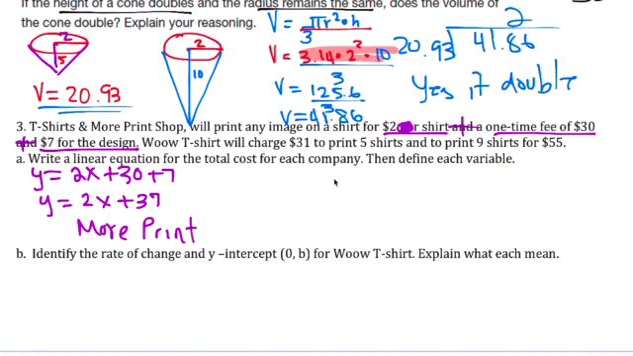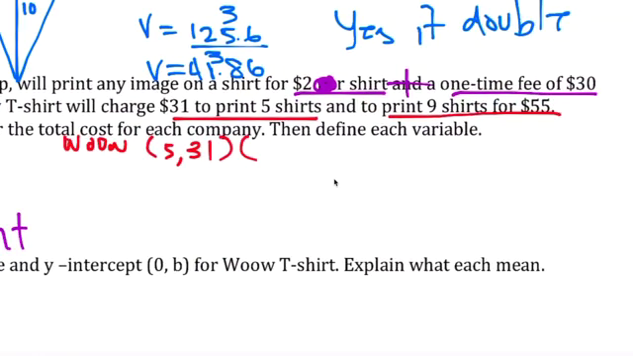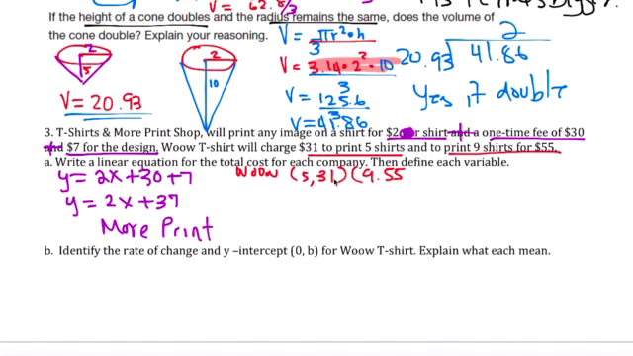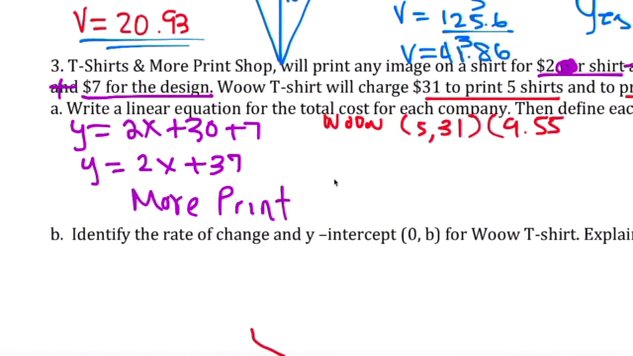Woo T-shirt charges $31 to print 5 shirts and $55 to print 9 shirts. Okay, so we'll do Woo. It's 5 t-shirts for $31 and 9 t-shirts for $55. Write the linear equation for total cost of each company. So Y is total cost, or cost in dollars, X is the number of shirts, right?